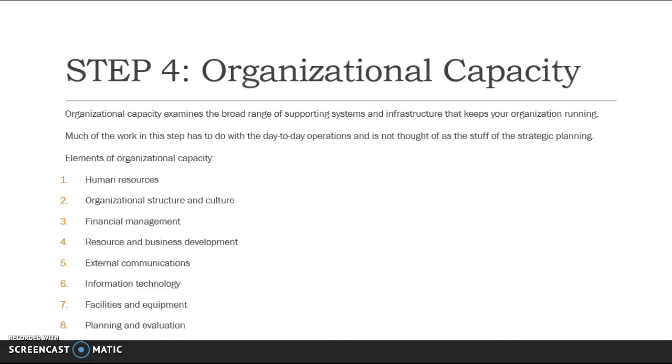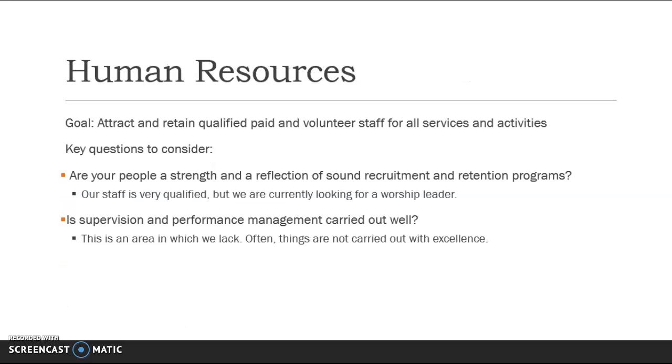So step 4 is organizational capacity. Organizational capacity examines the broad range of supporting systems and infrastructure that keeps your organization running. Much of the work in this step has to do with the day-to-day operations and is not thought of as the stuff of strategic planning. So elements of organizational capacity include human resources, organizational structure and culture, financial management, resource and business development, external communications, information technology, facilities and equipment, and planning and evaluation.